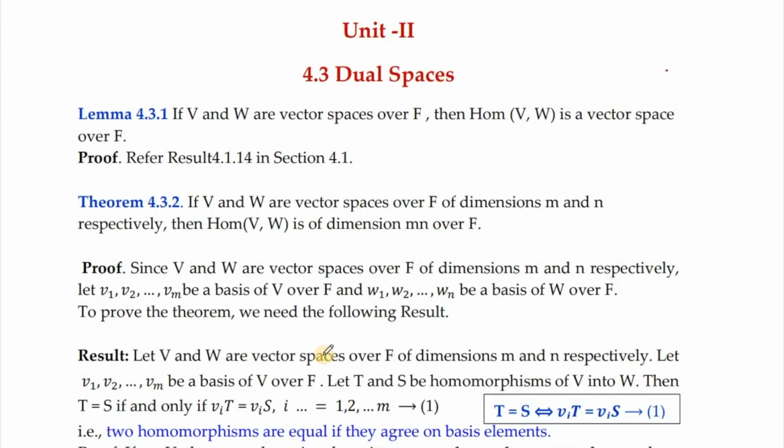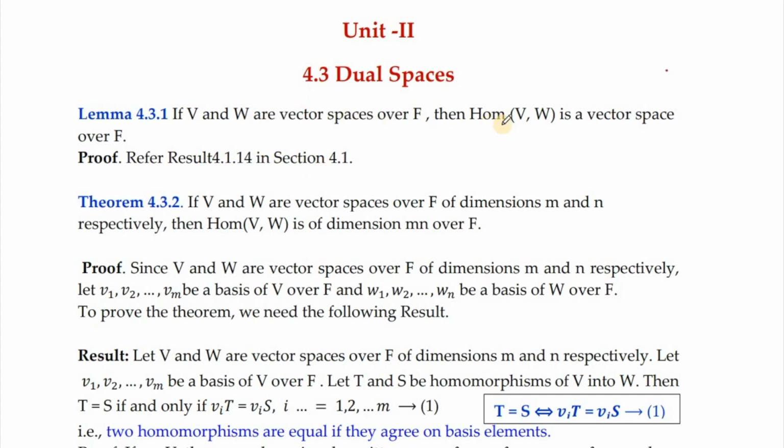Now we'll start Unit 2, which has got two sections. The first one is section 4.3, dual spaces, and the second one is section 4.4, inner product spaces. In this first section we have Lemma 4.3.1, which states that if V and W are vector spaces over F, then Hom(V, W) is a vector space over F. This we have proved in result 4.1.14 in section 4.1.